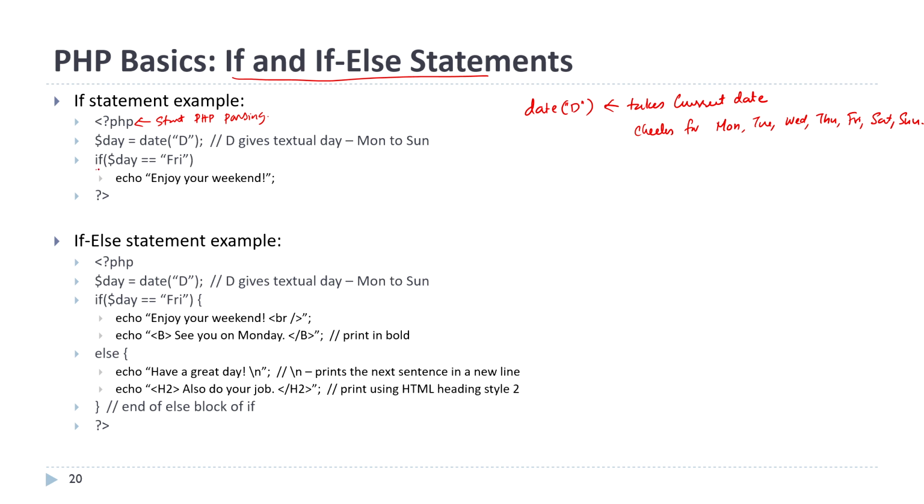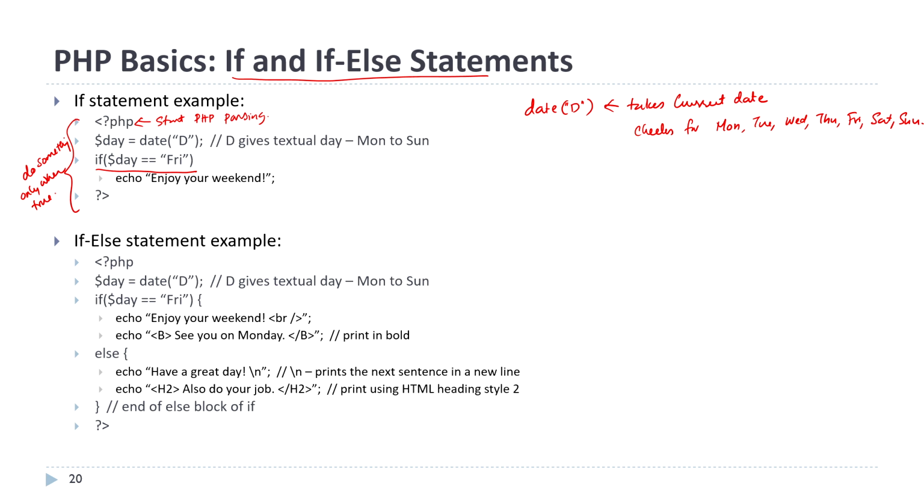Then we say if $day is equal to Friday. If the value that it returns is Friday, then you should print enjoy your weekend. Otherwise, do nothing. So, this is the do something only when true. Print enjoy your weekend only when it is a Friday. Otherwise, do not do anything.